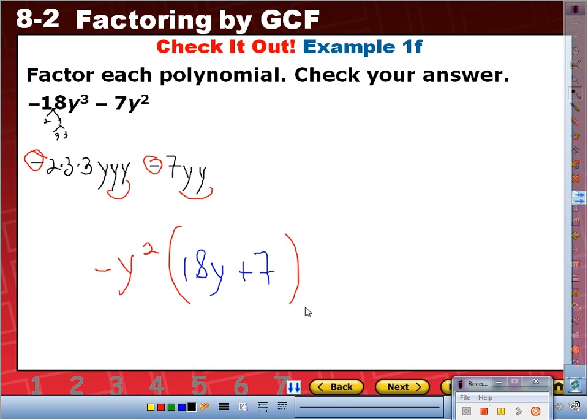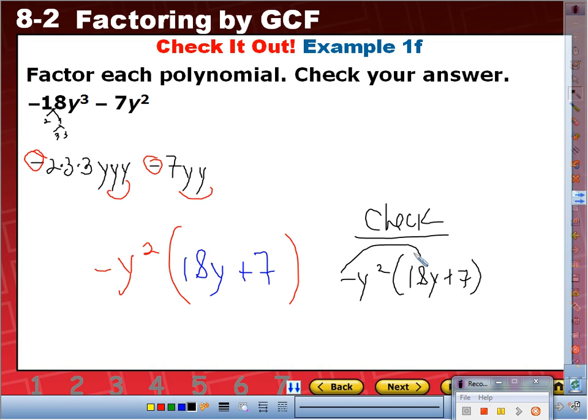And to check it, let's do check. Negative y squared times 18y plus 7. Let's see. This times this, we're left with negative 18y squared times y, that's y cubed. Negative y times 7, that's negative 7y squared. Did I end up with the same? Yes. All right, let's move on to funner stuff.